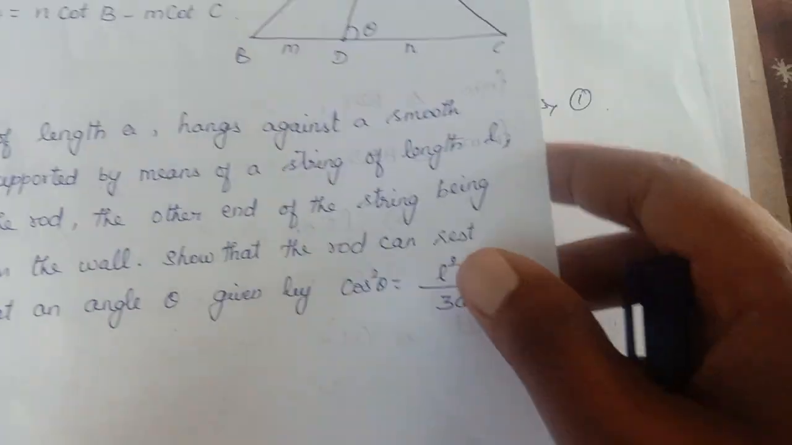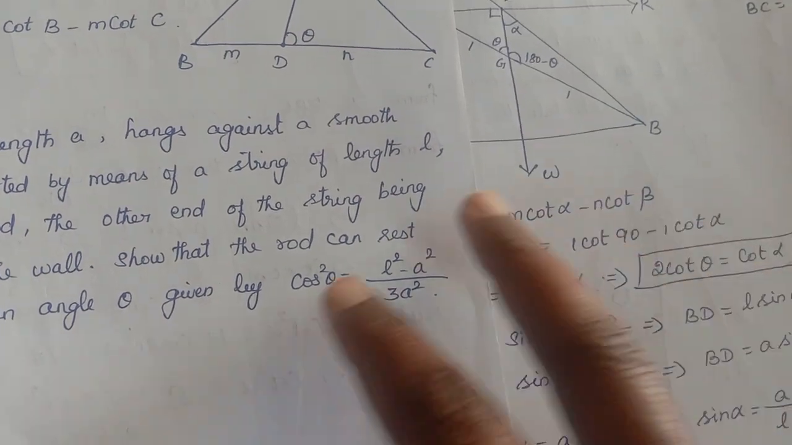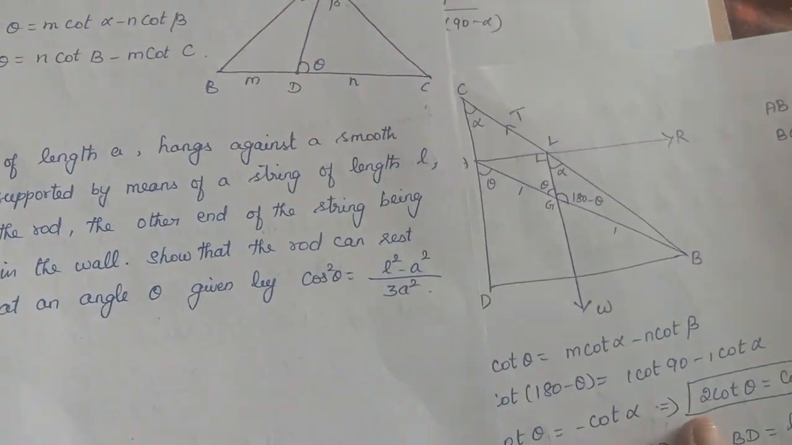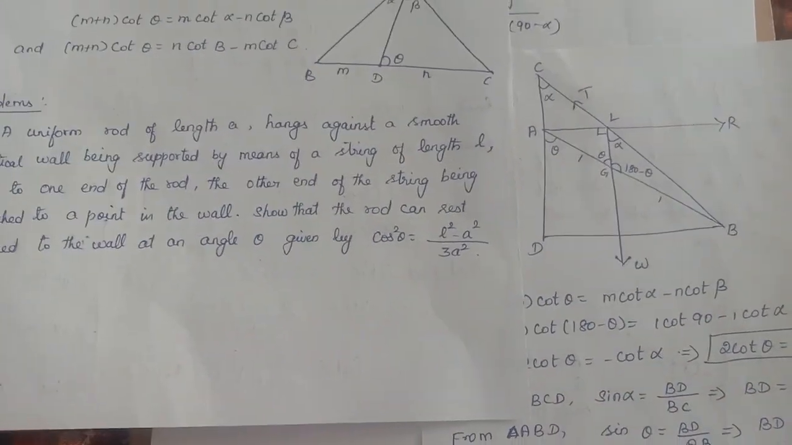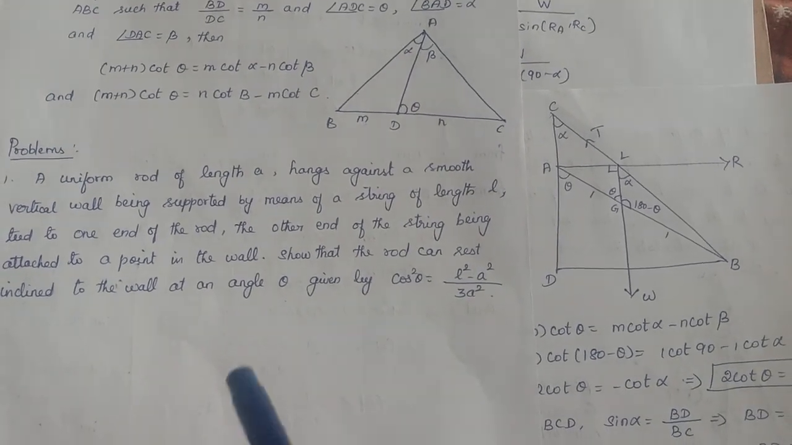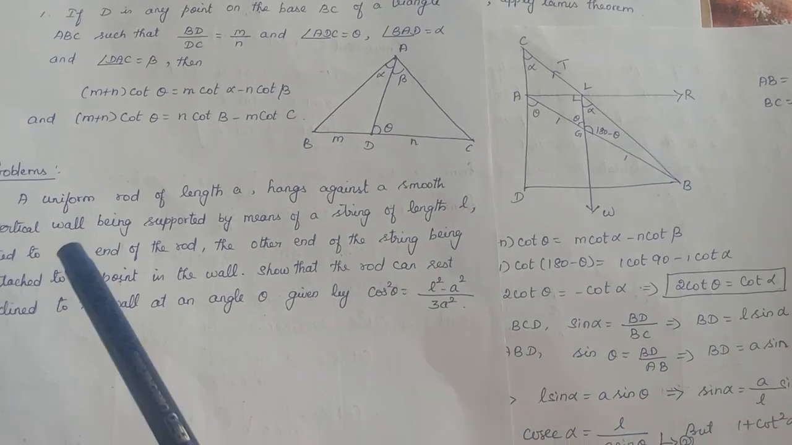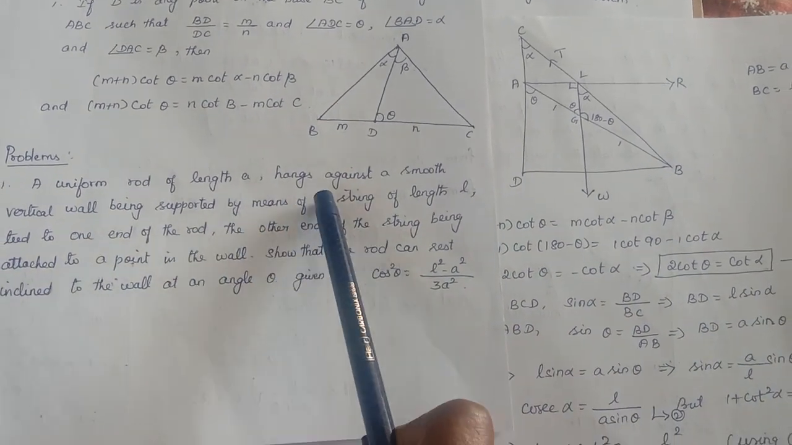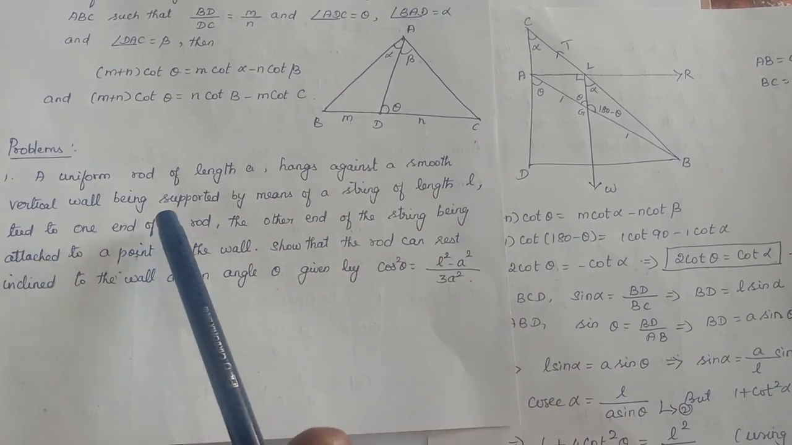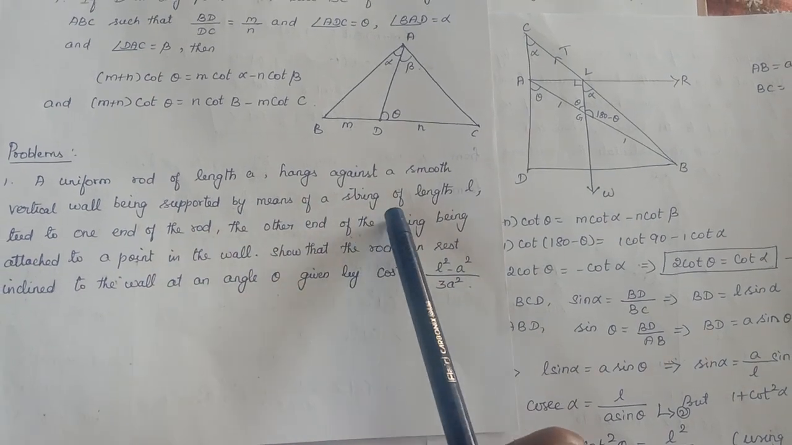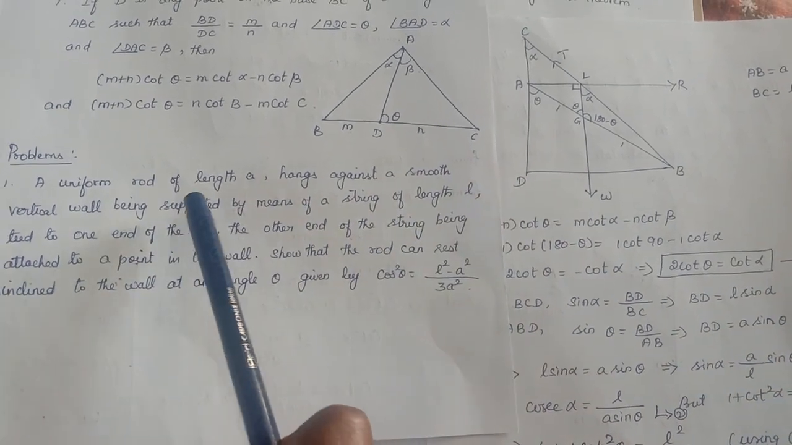Let's see the first problem. Let me explain with the diagram. For these types of problem, the diagram is very important. With that only you can solve the problem. Let me see the problem. A uniform rod of length A hangs against a smooth vertical wall, being supported by means of a string of length L. So first, let us take the first statement.